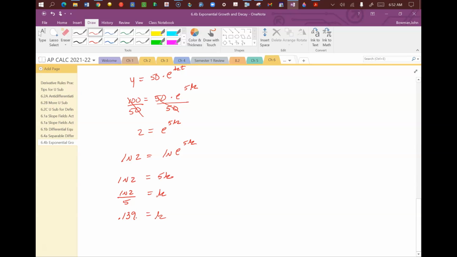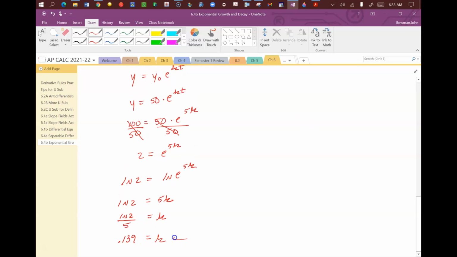You can grab your calculator at this point and verify this, but you find k is 0.139 to 3 decimal places. And since k is greater than 0, we have a case of growth. So our function is y is equal to 50 e to the 0.139t, and that is an example of exponential growth.